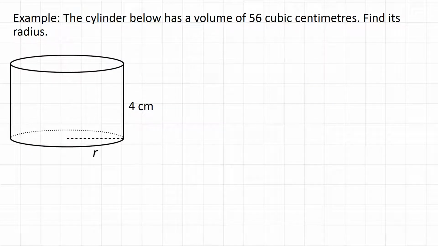So let's do one more example. The cylinder below has a volume of 56 cubic centimeters. We want to find its radius. So we know the volume. Here's the volume. And it looks like from the diagram we also know the height is 4 centimeters. So I could write my equation out for the volume of a cylinder. Volume is area of the base times the height.